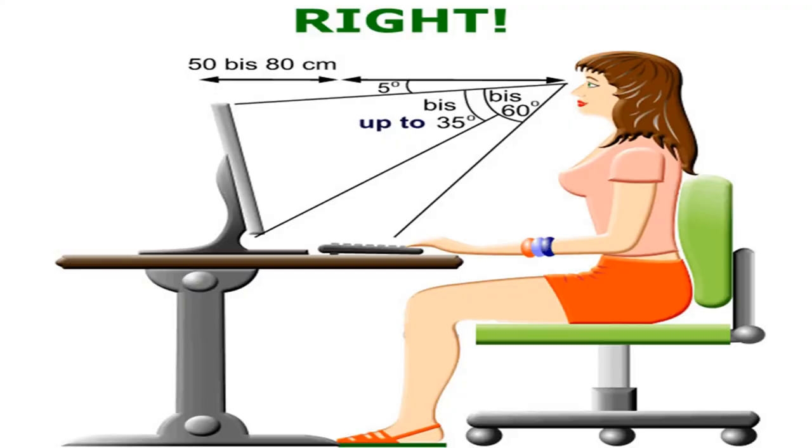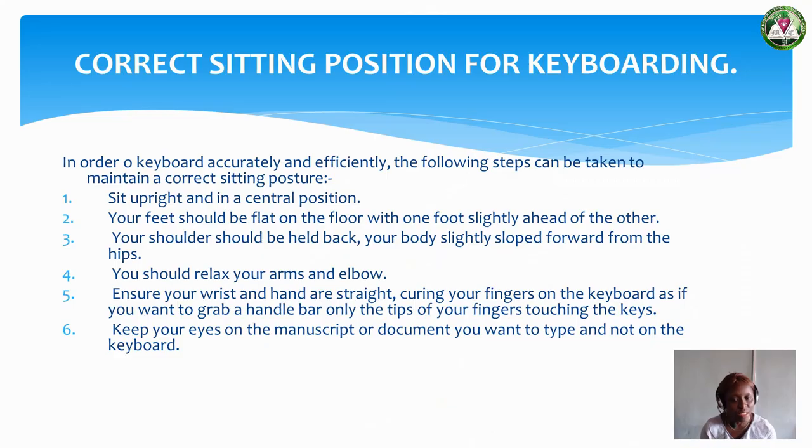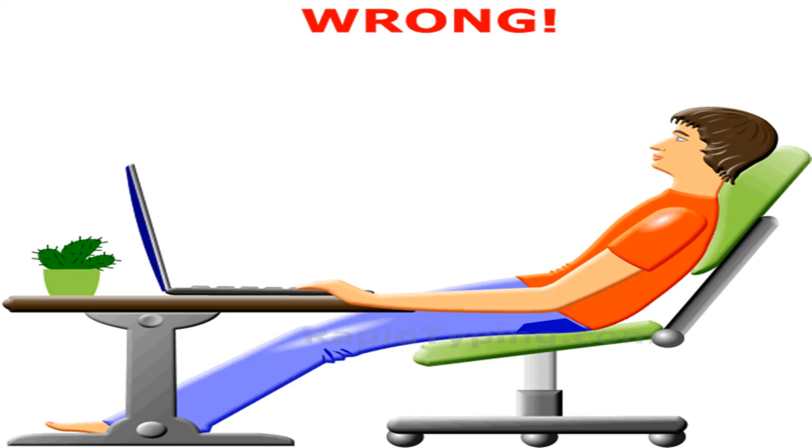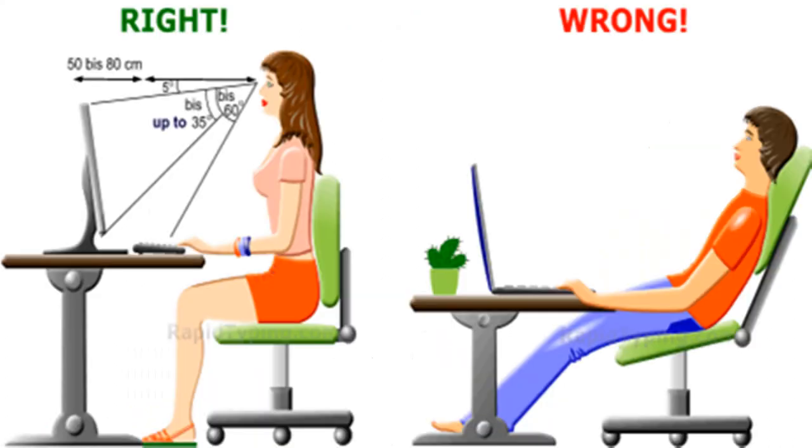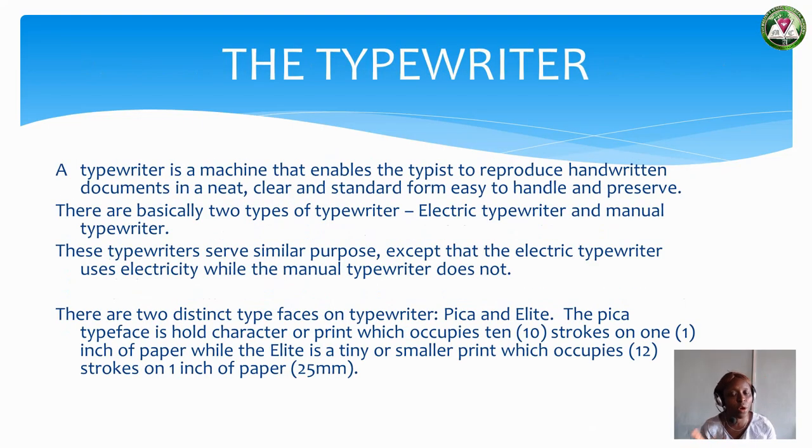Your feet should be flat on the floor with one foot slightly ahead of the other. Your shoulders should be held back. Your elbows slightly slope forward from the hips. You should relax your arms and elbows. Ensure your wrist and hand are straight. Curve your fingers on the keyboard as if you want to grab a handlebar. Only the tips of your fingers should touch the keys. Keep your eyes on the manuscript, that is the document you want to type, and not on the keyboard. These are the correct sitting posture.